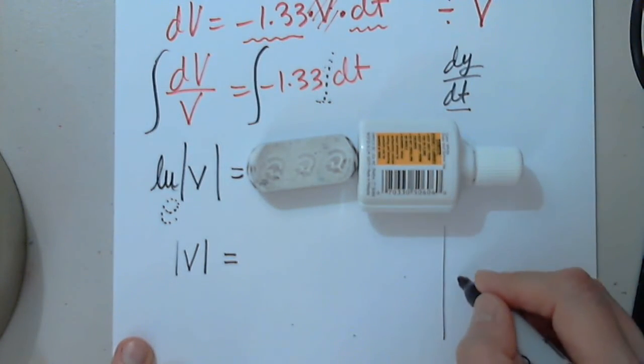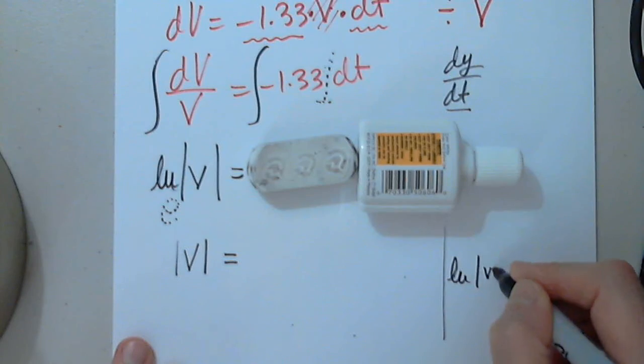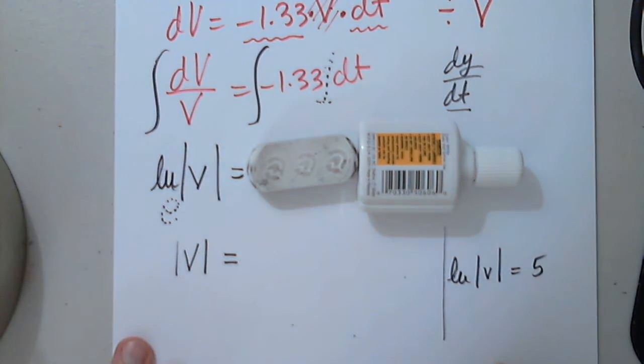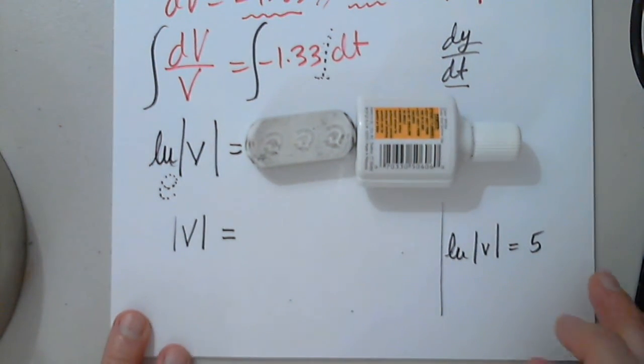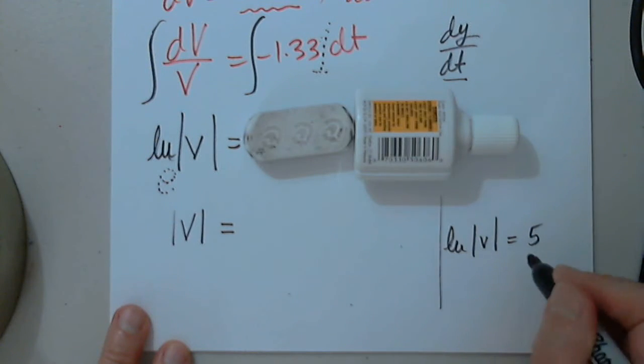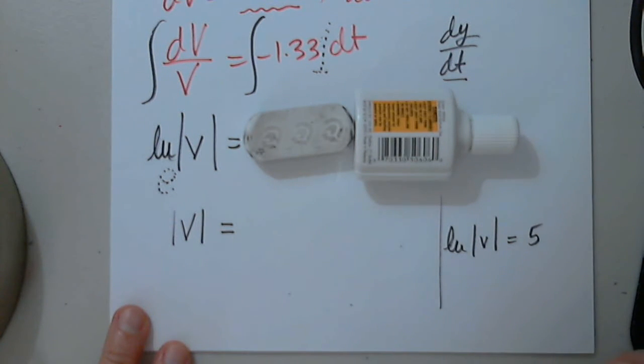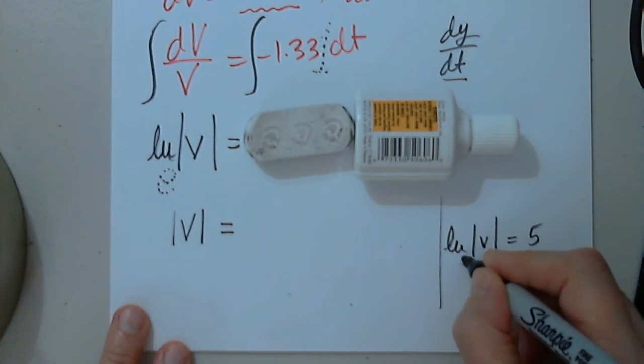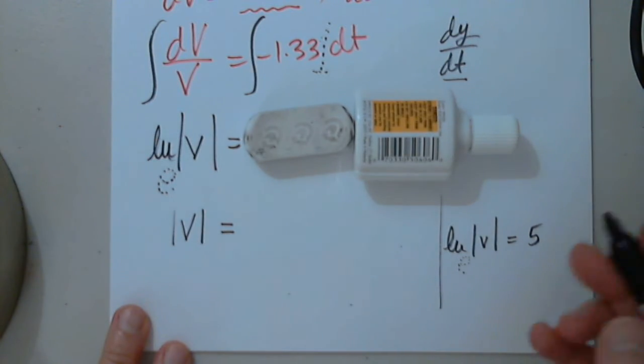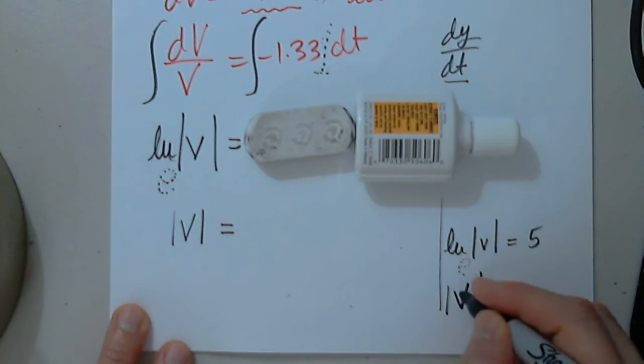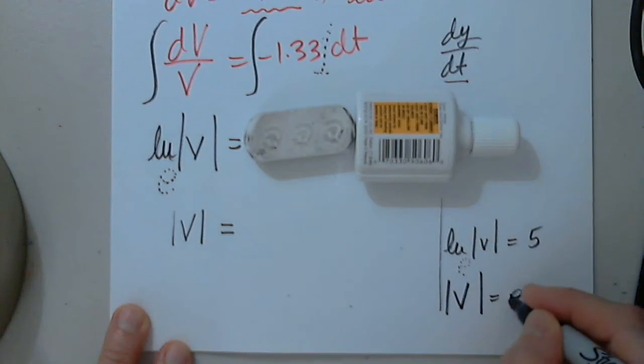I'm going to erase it. So let's say I have natural log of the absolute value of v is 5. It's not. I'm just giving an example. How do I solve this equation for v? Wouldn't it be e to the 5? Exactly. Absolutely. Excellent. It's e to the 5th power.